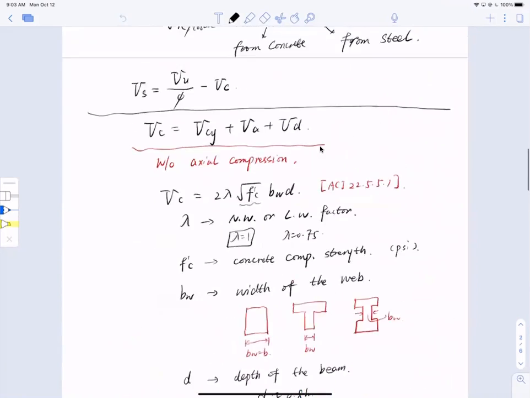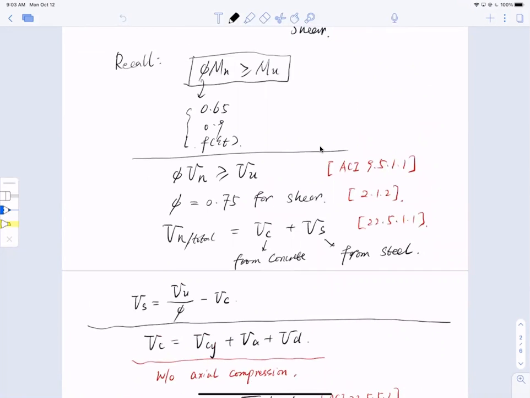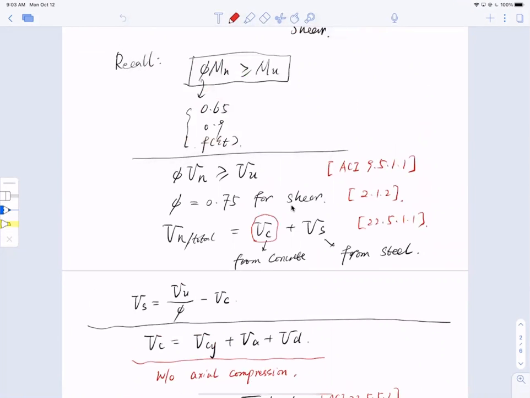There are two parts that can take care of shear, right? So there's a concrete component. Let me use red here. And there's the stirrups, the steel component.